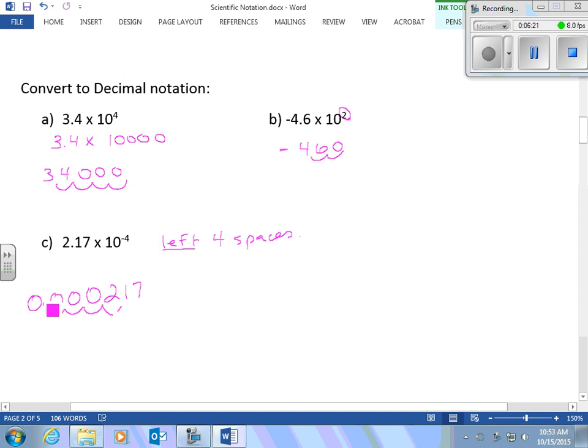0.00217. Okay, so really you can think of it as the exponent on the 10 tells you how many spaces to move the decimal place. A positive exponent means you're moving the decimal place to the right to make a larger number. A negative exponent means you're moving it to the left to make a smaller number.